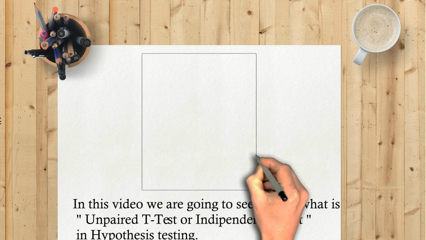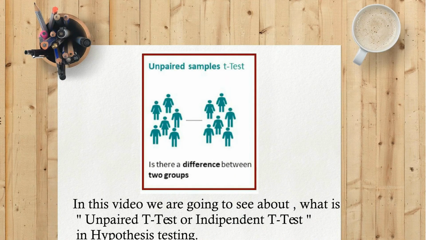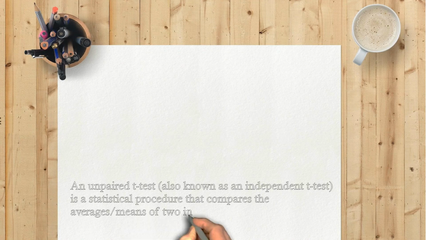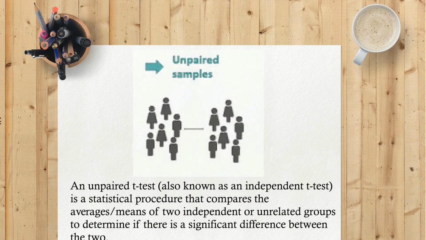In this video, we are going to see what an unpaired t-test, or independent t-test, is in hypothesis testing. What is an unpaired t-test? An unpaired t-test, also known as an independent t-test, is a statistical procedure that compares the averages, means, of two independent or unrelated groups to determine if there is a significant difference between the two.